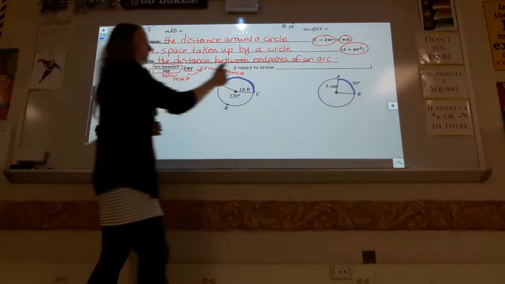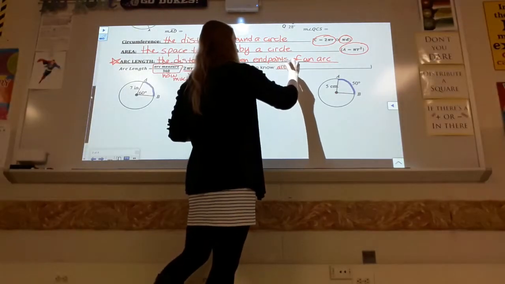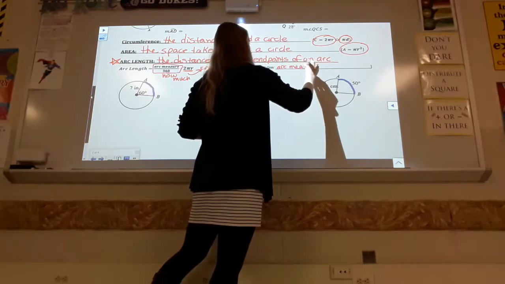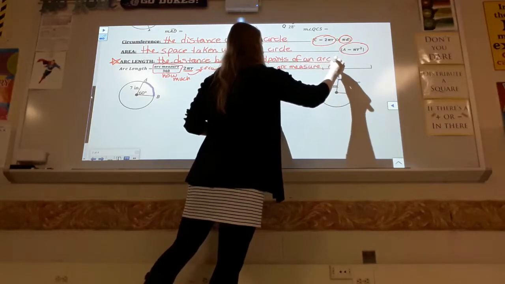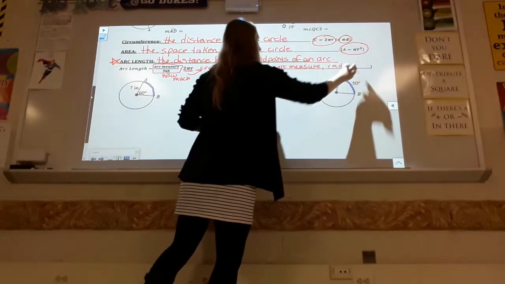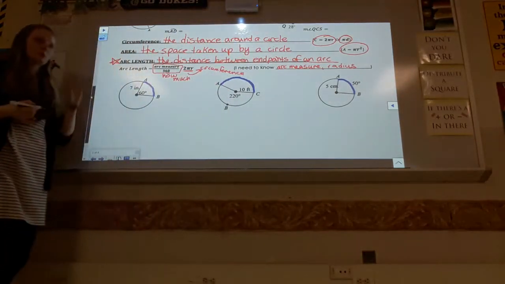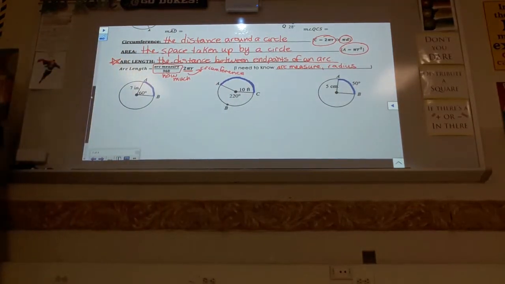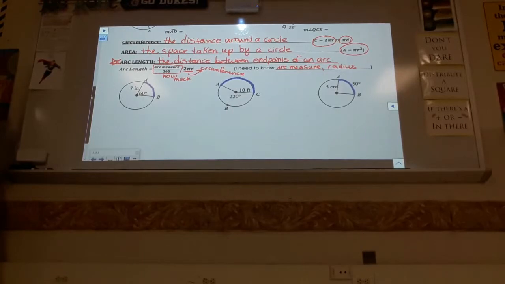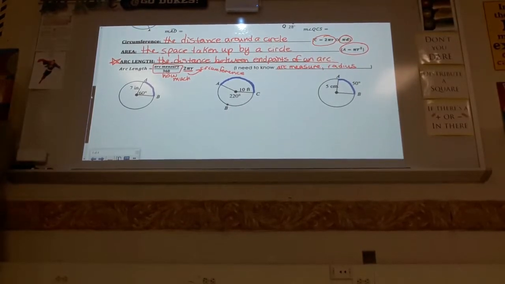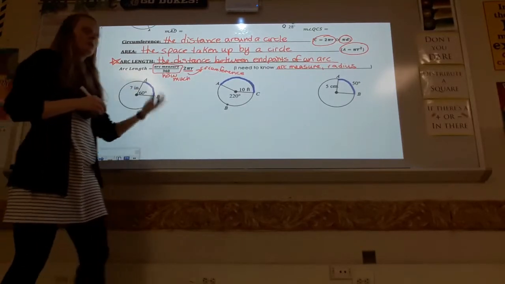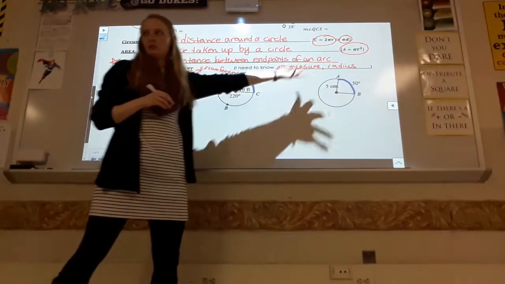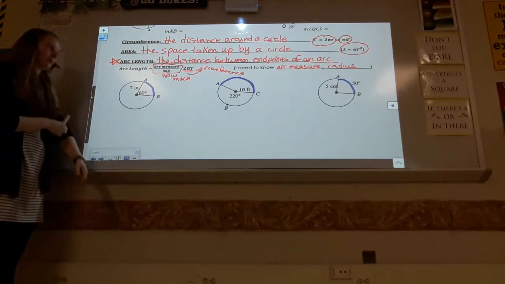What you need to know is what the arc measure is. You need to know arc measure and radius, and those are the only two things you need. Once you know what the arc measure and radius are, you just plug them in. A lot of ways to do problem solving is to write down what do I need to know, what am I finding, and what do I know. That's why I've included this here, so you guys can think through that process.